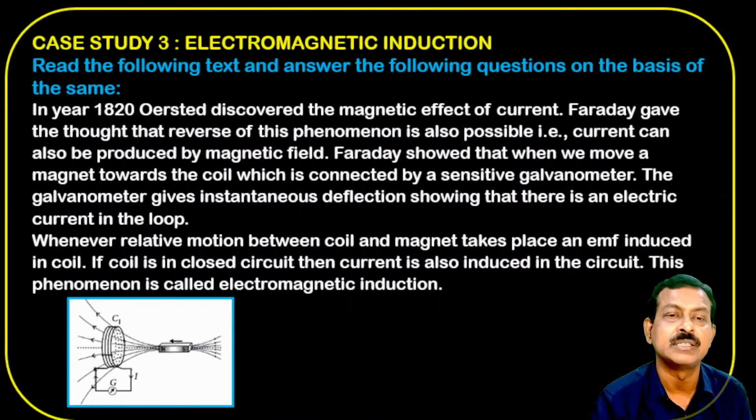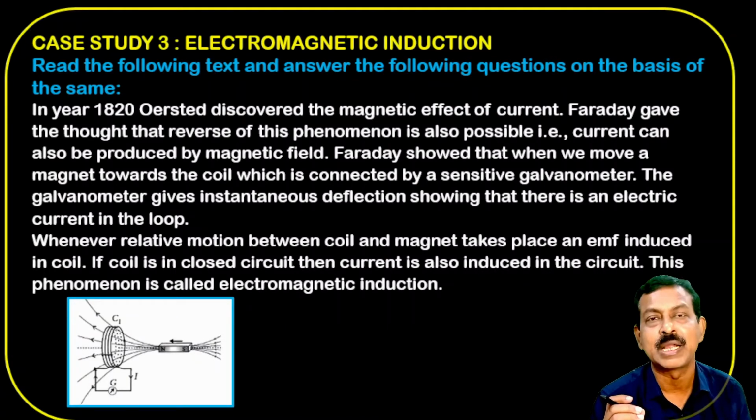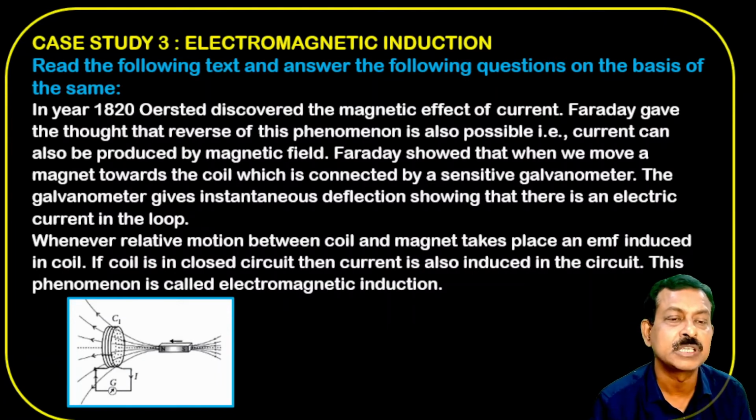This phenomenon is called electromagnetic induction. So basically, these are the details of the electromagnetic induction phenomenon. In the diagram given here, you have a coil and a magnet is being moved towards it along its axis. So there will be an induced current. This is the galvanometer which is showing the current in the circuit here.